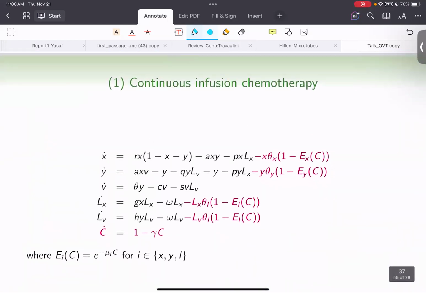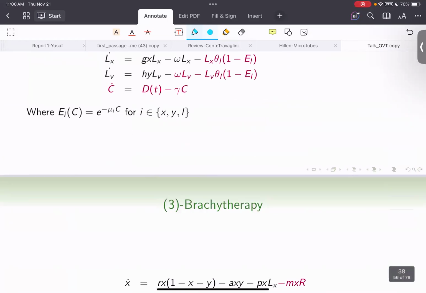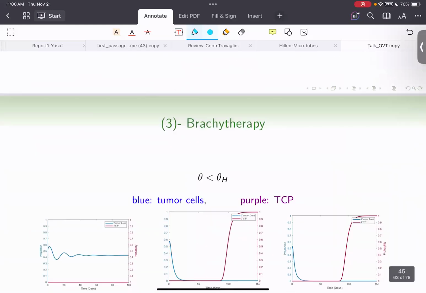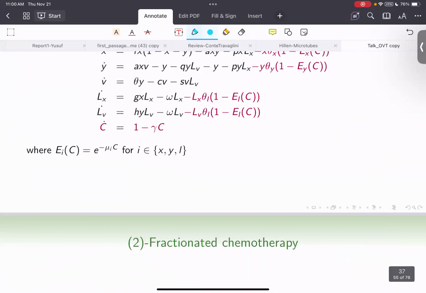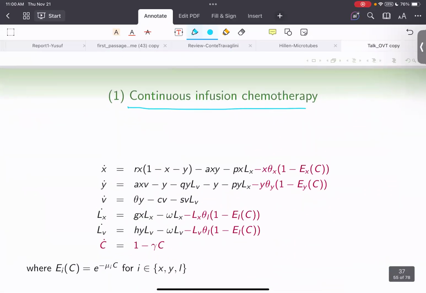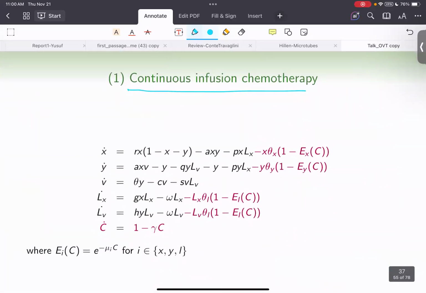So then here would be continuous infusion chemotherapy. So now we get like millions of different models here. You see, I go through very quickly. I will not show you all models in detail. I'll show you a few details. For example, with the continuous infusion chemotherapy.